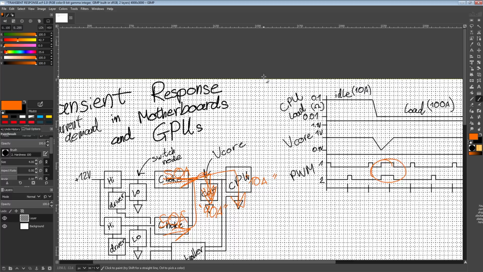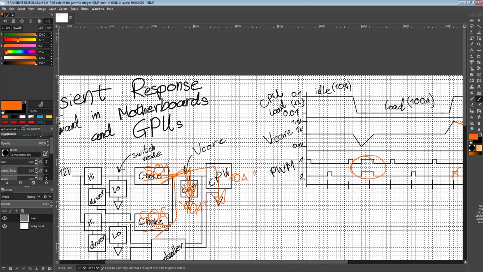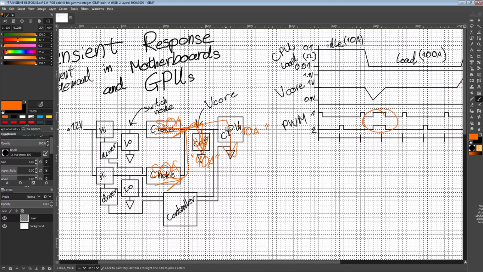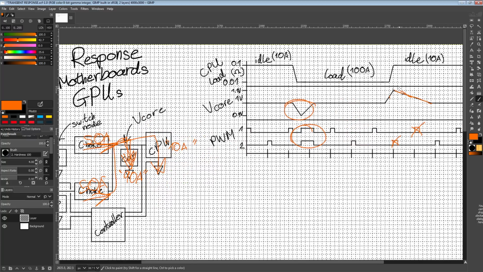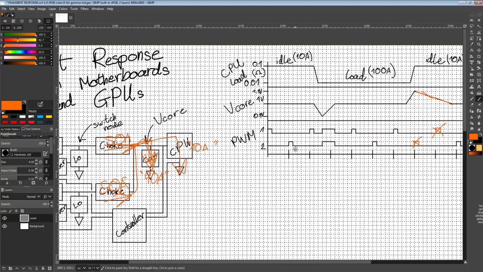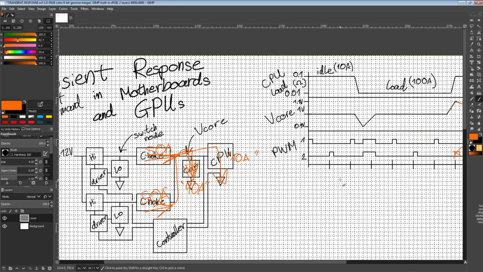And so anyway, there's going to be another video that's going to cover how load line factors into this, and also the design alterations that can be done to try and improve transient response a bit. But anyway, this is actually it.